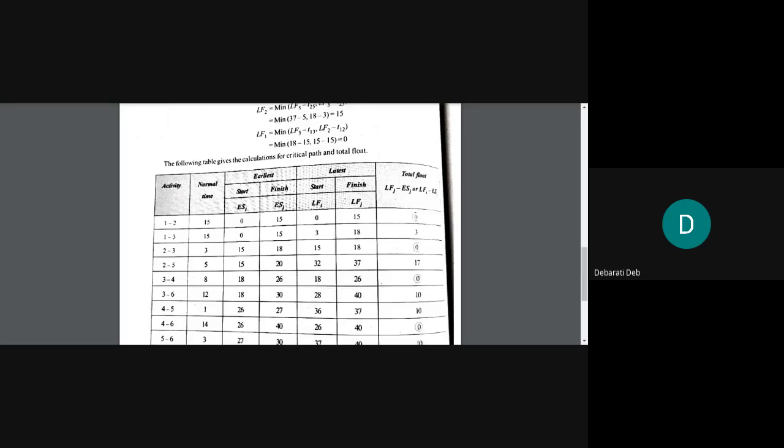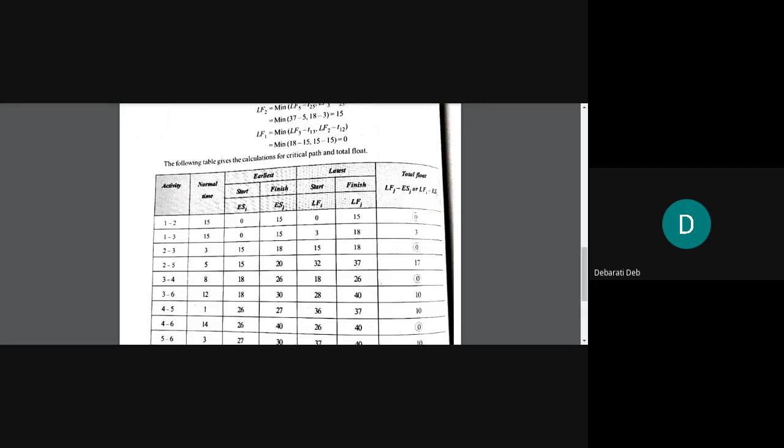For the first problem, the formula is LF minus ES, in brackets, then minus D. Yes, you apply that formula and calculate the value of the total floats. Okay, this is your homework. So you will finish off this problem.